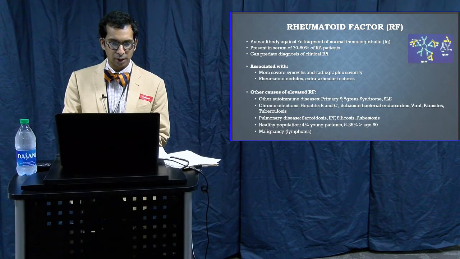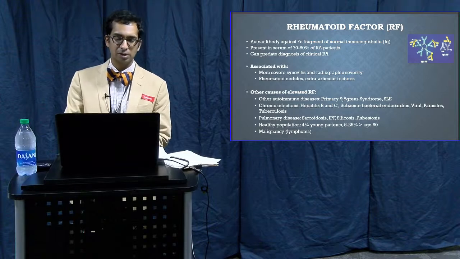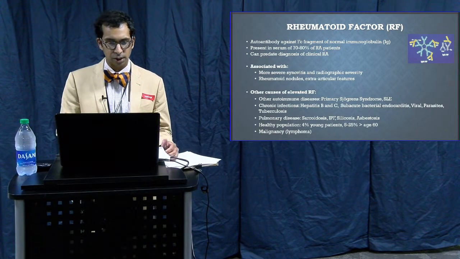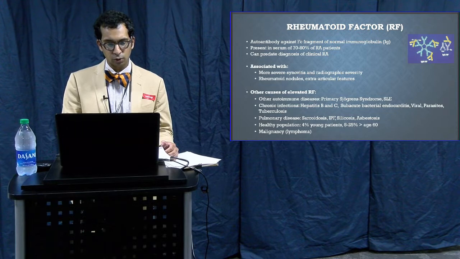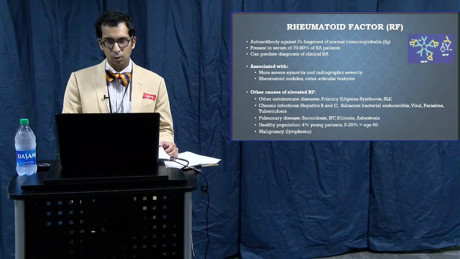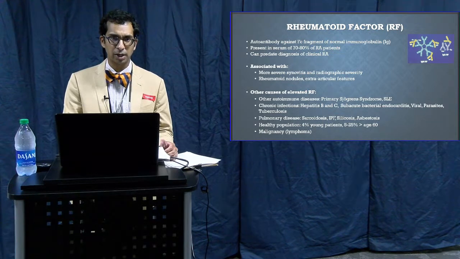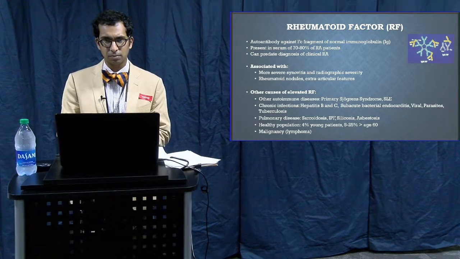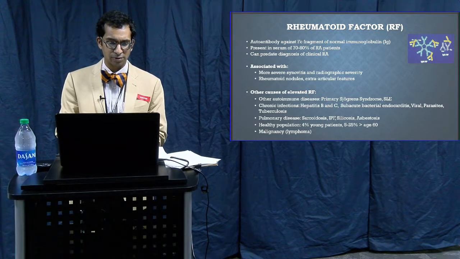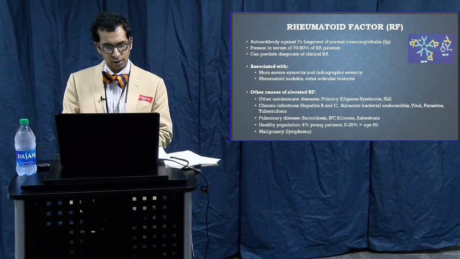It is associated with more severe articular disease, so more severe synovitis and radiographic severity. It's also associated with rheumatoid nodules and extra-articular features as well. One important point I want to mention is that there are other things besides rheumatoid arthritis associated with the presence of an abnormal or elevated rheumatoid factor, and those I've listed here that we can talk about.